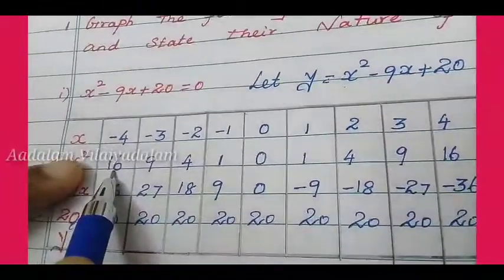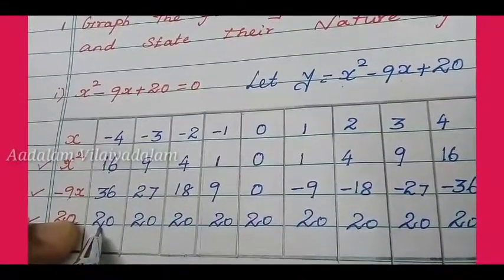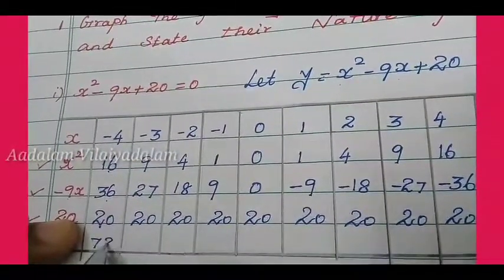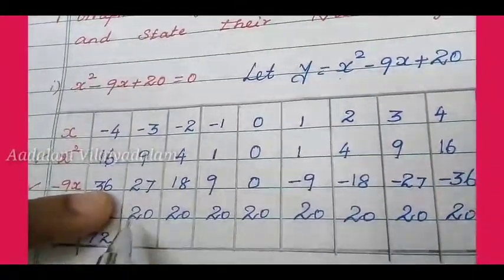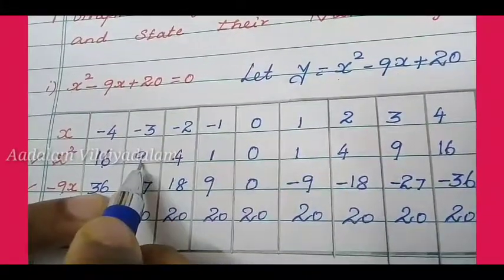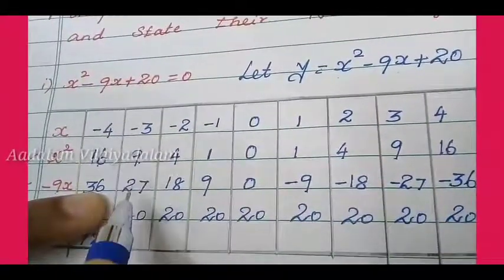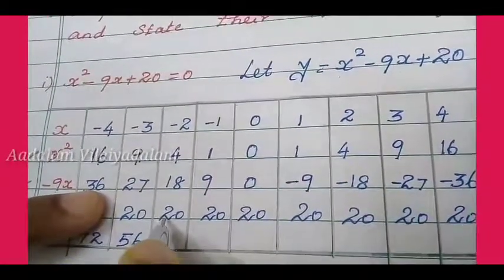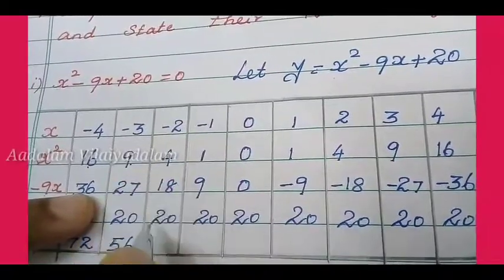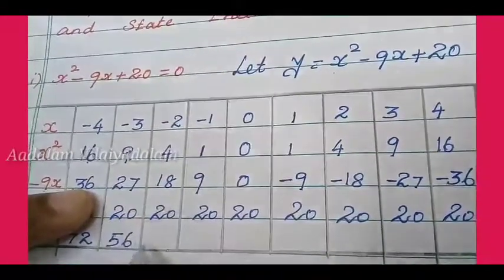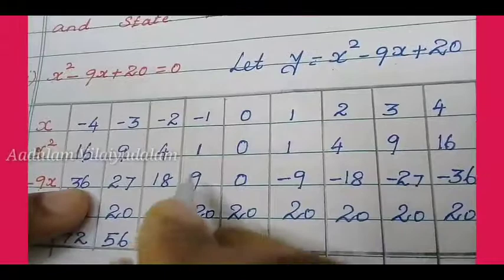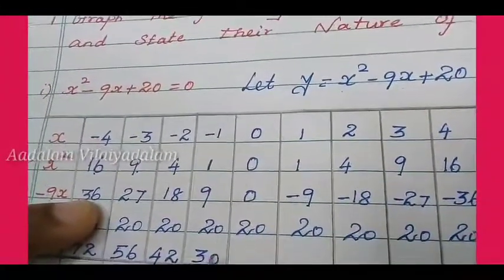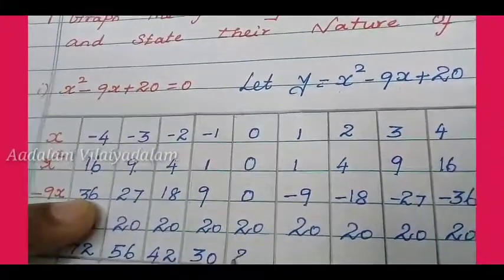So 16 plus 20, the answer is 36. 36 plus 36, 72. Here also 20 plus 9, 29. 29 plus 27, the answer is 56. 20 plus 4, 24. 24 plus 18, the answer is 42. 9 plus 1, 10. 10 plus 20, 30. 0 plus 20, the answer is 20.